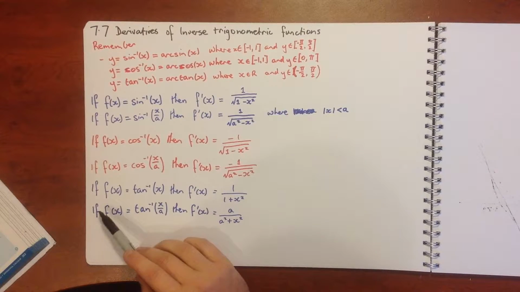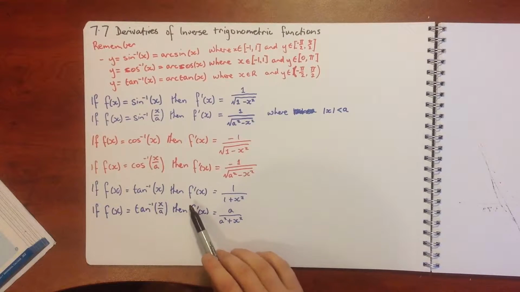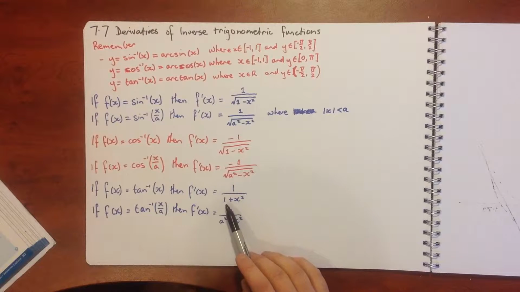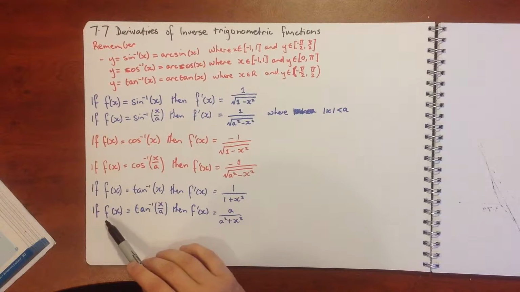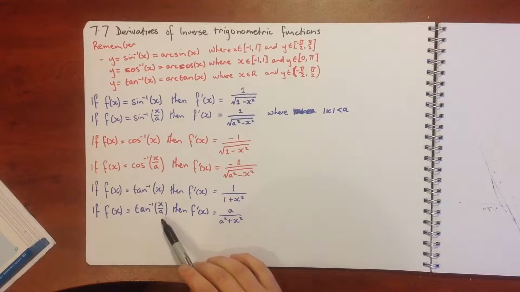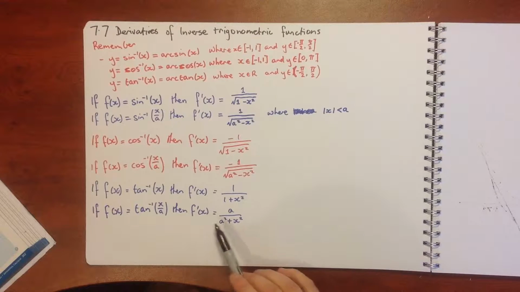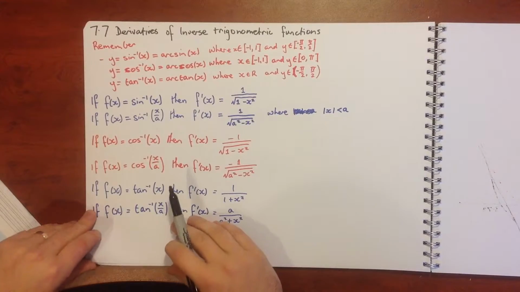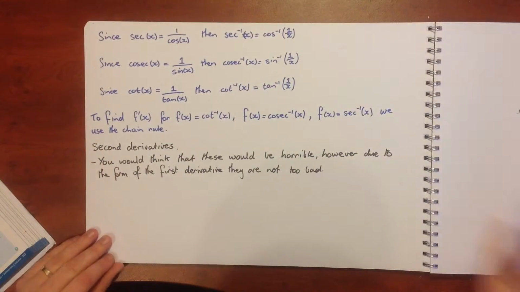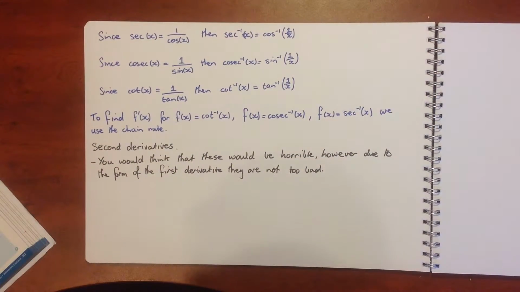For tan, we have if f of x equals inverse tan of x, then f dash of x equals 1 over 1 plus x squared. If f of x equals inverse tan of x on a, then f dash of x equals a over a squared plus x squared. Okay, so keep going on with our theory, and then we've got a lot of work examples to have a look at.